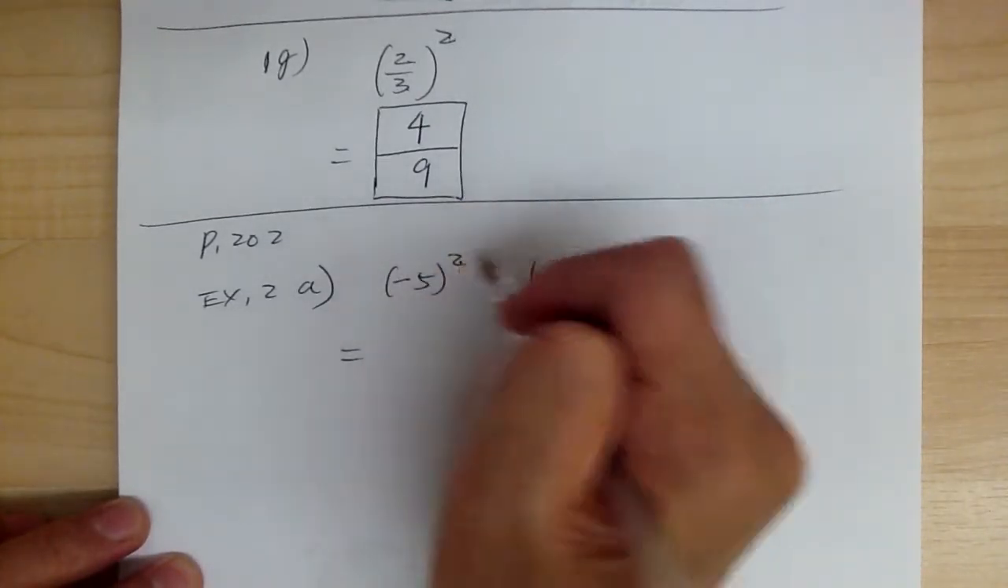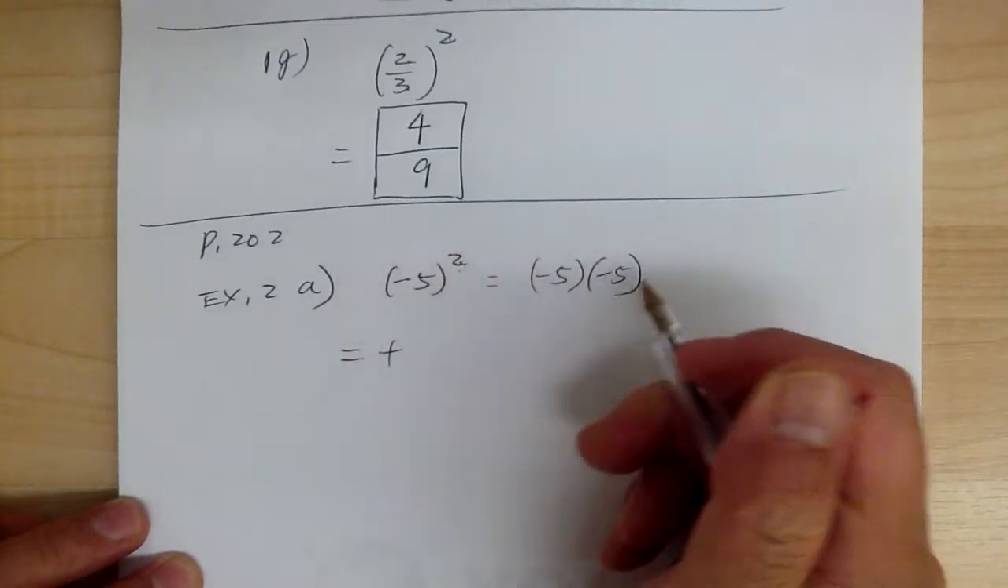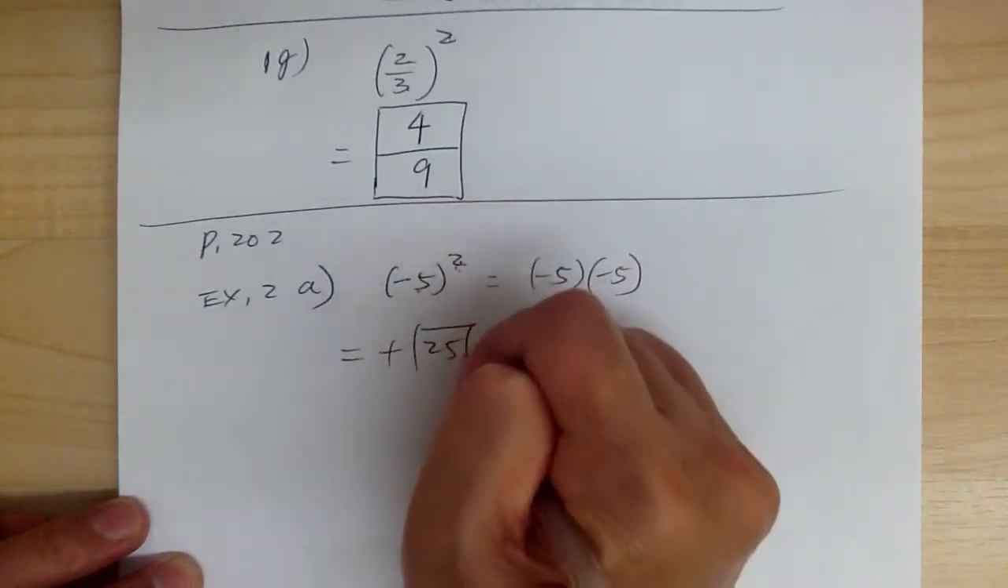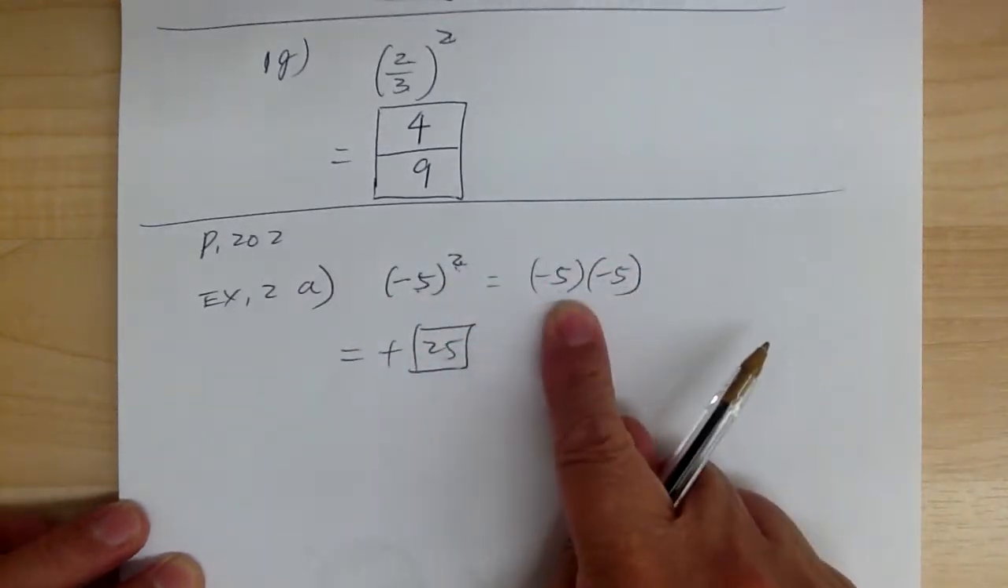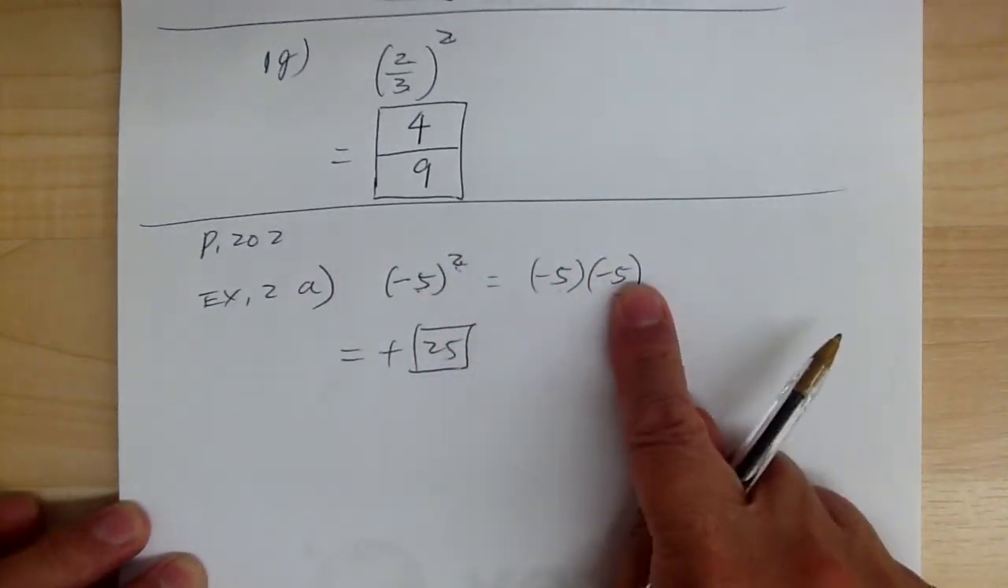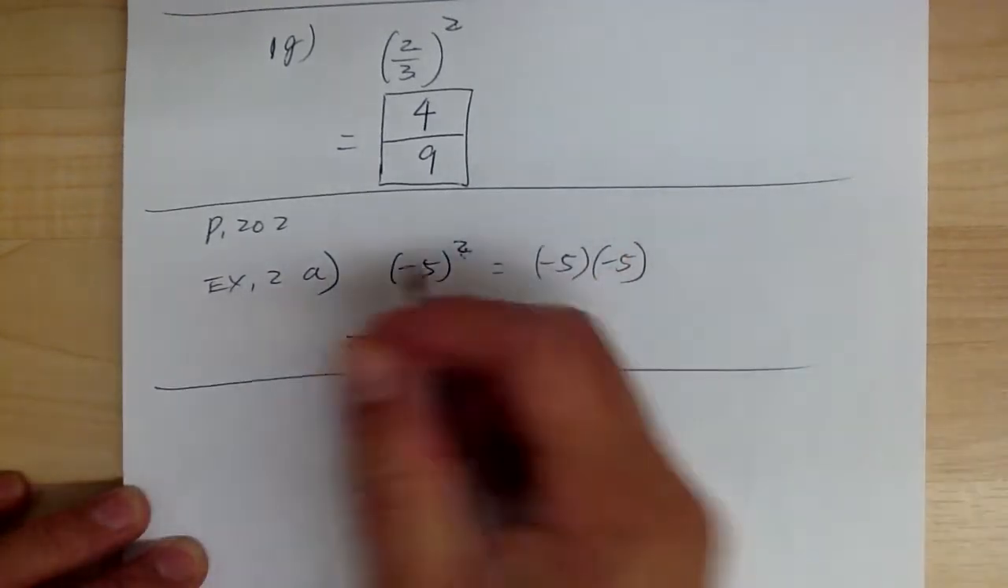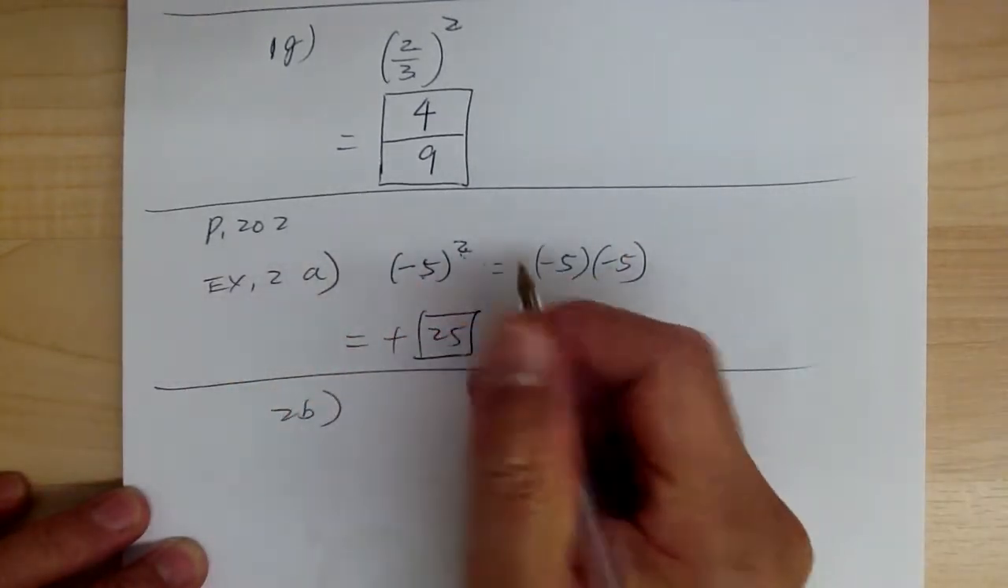Negative squared means you got 2 of them, so it gives you positive. 5 squared means 5 times 5 will give you 25. Okay? So again, you don't have to write these things out. You should be able to do it without writing this out, but I'm writing it out to help you see it better. Okay, let's go to 2b.